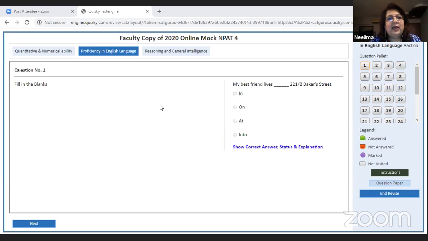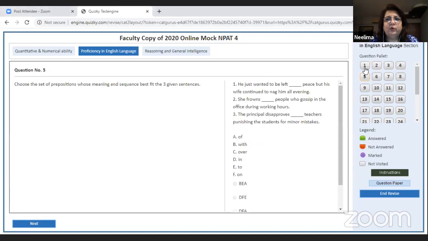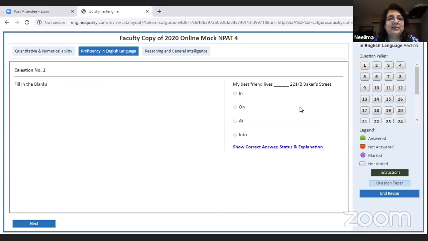So let's start. As you can see, question number 1 is there. Questions 1 to 5 were all fill in the blanks. The first 5 questions were based on fill in the blanks with appropriate words, and the words comprised primarily prepositions and conjunctions. Let's see how to approach this question.